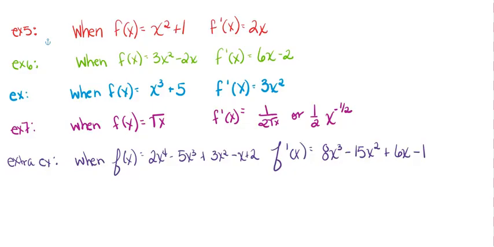I don't know what color that is, purplish, light purple, magenta. When f of x equals the square root of x, f prime of x equals 1 over 2 times the square root of x, or to help you see the pattern, I rewrote it as 1/2 times x raised to the negative 1/2. And then the extra example I gave you was maybe to help you find the pattern here. So it's darker purple. When f of x equals 2x to the fourth minus 5x to the third plus 3x squared minus x plus 2, the derivative is 8x to the third minus 15x squared plus 6x minus 1.